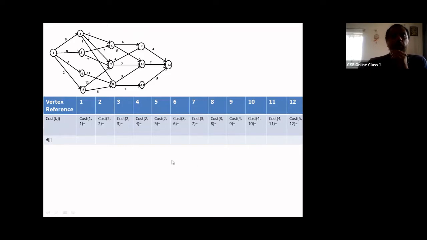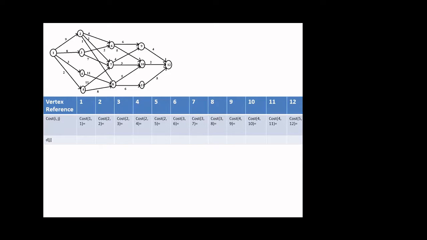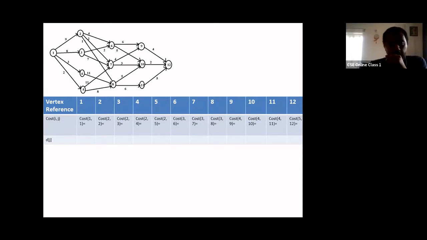Fine. We build this table which will have all the vertices listed down. That is vertex numbering 1, 2, 3, 4, 5, 6, and so on till 12. And we will have another row, cost of i, j, the cost of that vertex connecting to sink. And we have D of j.